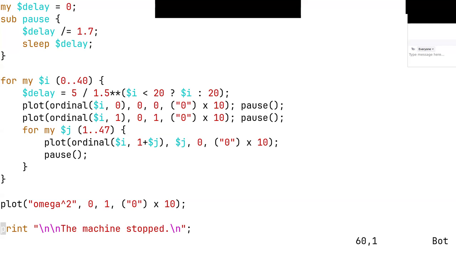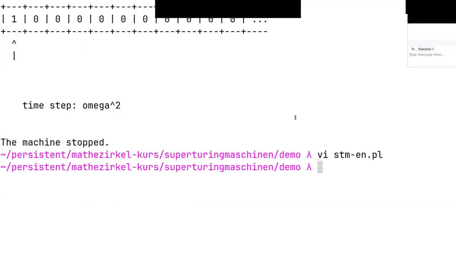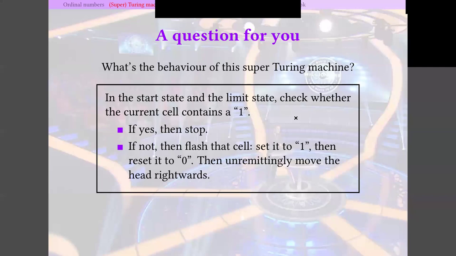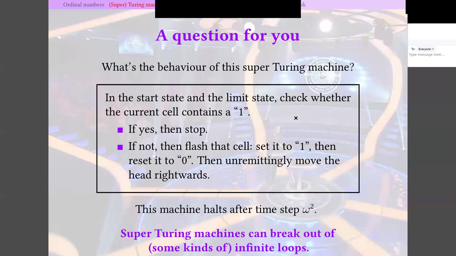And then here, I did not carry out any computation, which would be impossible for an ordinary laptop. Instead, I just hard-coded the animation. So not really a simulation. Good. The moral of the story is that super Turing machines can break out of some kinds of infinite loops. It appeared to be trapped in an infinite loop, but a closer look revealed that this Turing machine did halt after a long amount of time, namely on day omega squared.